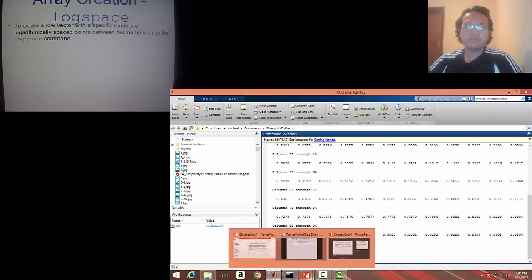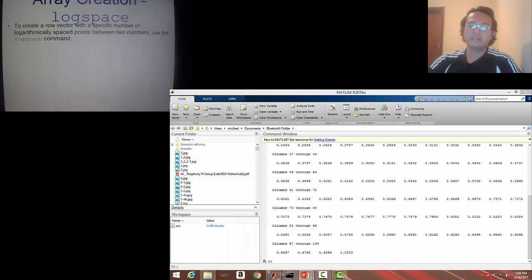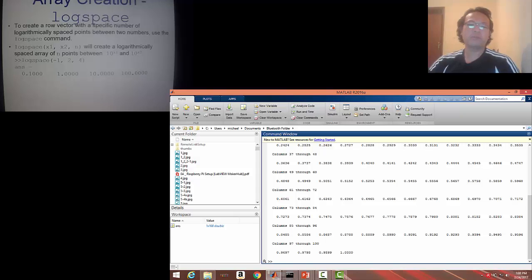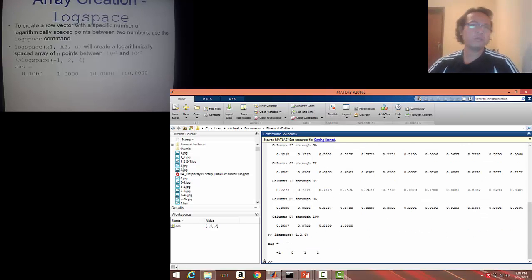I think there is an example here. I think we can try that. Logspace from -1 to 2, 4. Okay, we'll try to do that. Let's start with linspace first so that you can see the difference. -1 to 2, 4. What does it mean? From -1 to 2, 4 points. So the common difference is 1: -1, 0, 1, and 2.